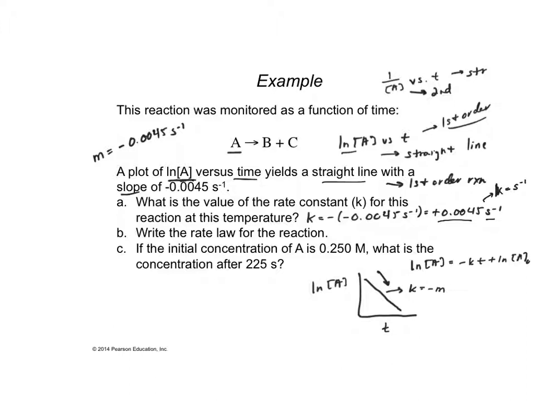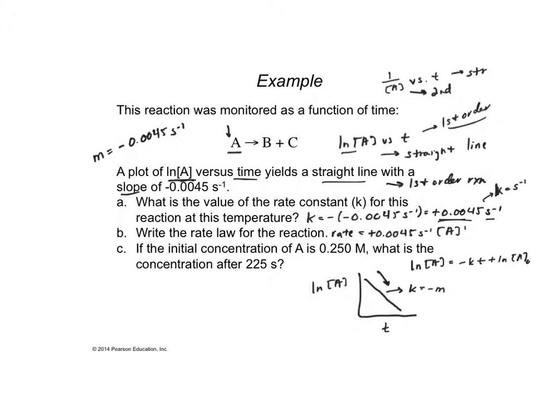Okay, all right. So now that's A. What is the rate constant? We've written it. For B, they want us to write the rate law for this reaction. Okay, so we know it's first order. There's only one reactant. So the rate law is just rate is equal to k. We actually have a value, so we can plug that in. 0.0045 inverse seconds times the concentration of A to the 1. Okay, that is the rate law.